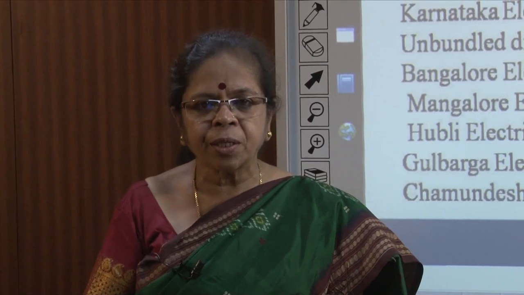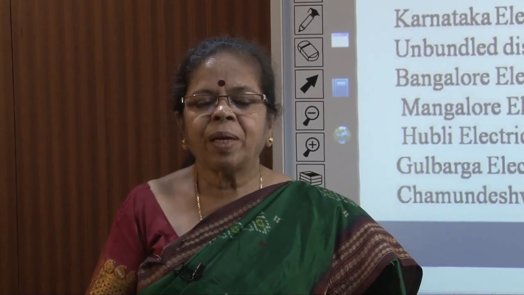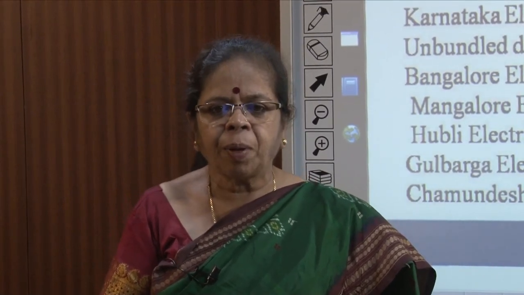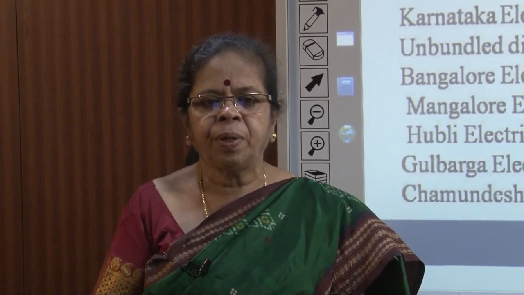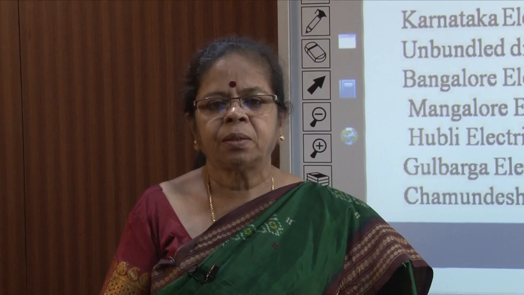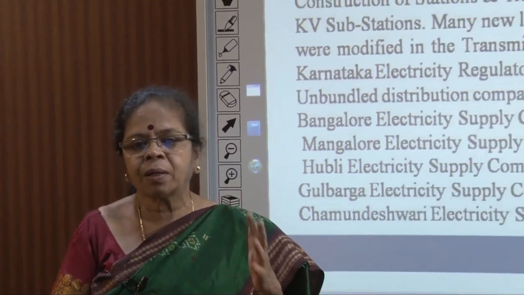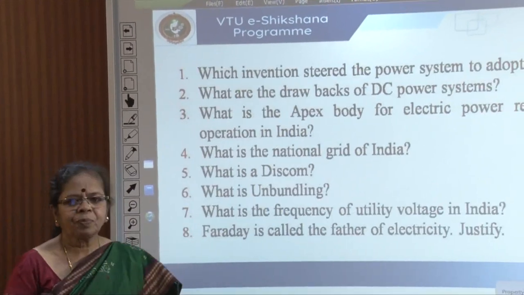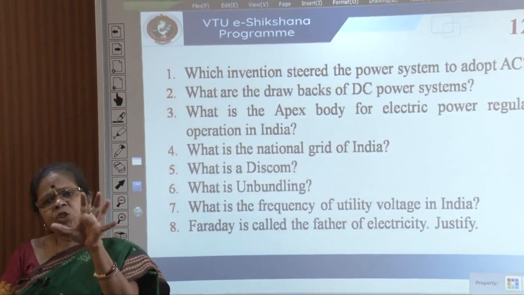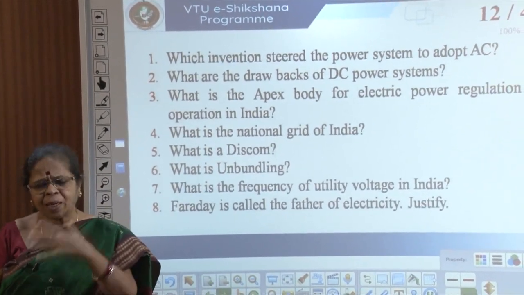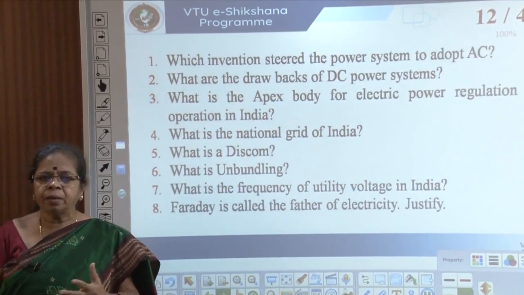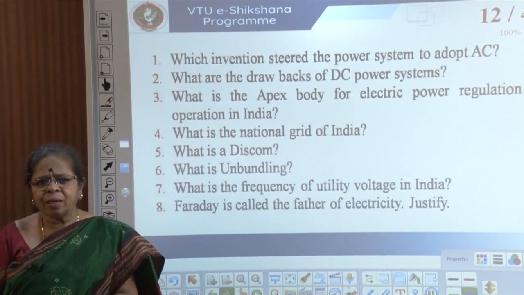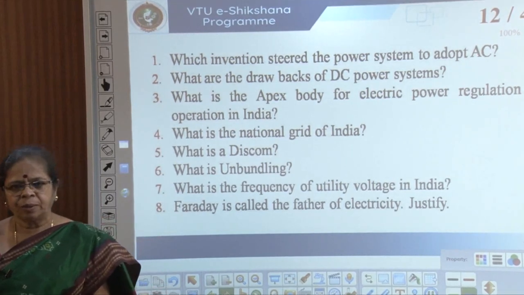And we have unbundled distribution companies. So you have BESCOM supplying the Bangalore region, Bangalore Electricity Supply Company, the Mangalore Electricity Supply Company, Hubli Electricity Supply Company, Gulbarga Electricity Supply Company, Chamundeshwari Electricity Supply Company. These are the five distribution companies in Karnataka. Again, this list of bodies is not exhaustive. There are a lot of other parties who see that the entire grid is operated in a very disciplined fashion. Now let's take a quick recap of whatever we had done in the introduction.